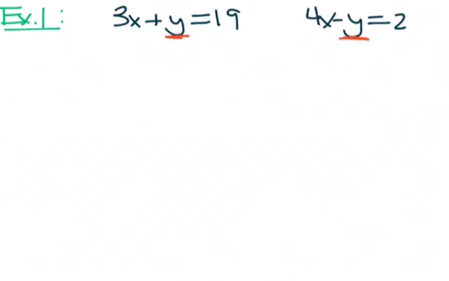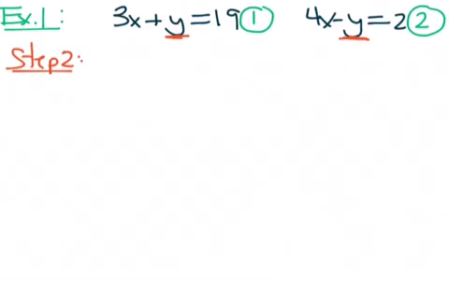Let me take away my arrows. First of all, just like substitution and graphing, we're going to label these. Let's label this one 1, and this one 2. So I'm going to skip right to step 2, and I'm going to say that we are going to multiply equation 2 by negative 1. I'm going to show you what that does to the equation. So I'm going to rewrite equation number 2.